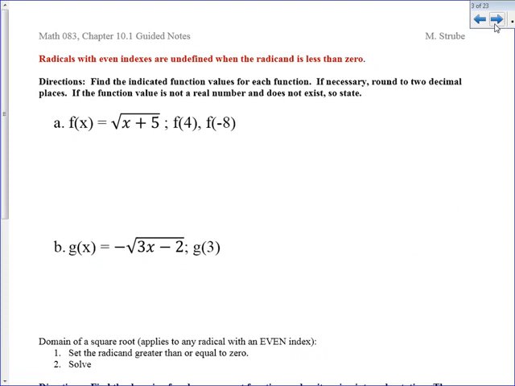So this is what we did back in chapter 8. So if we want f of 4, all we do is replace the x with 4 and evaluate it. So this is going to be the square root of 9, which is 3. So it's function notation just like from chapter 8. Replace the x with your number and evaluate.